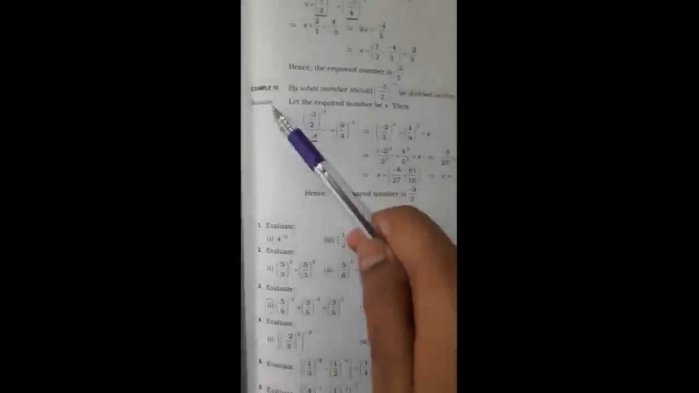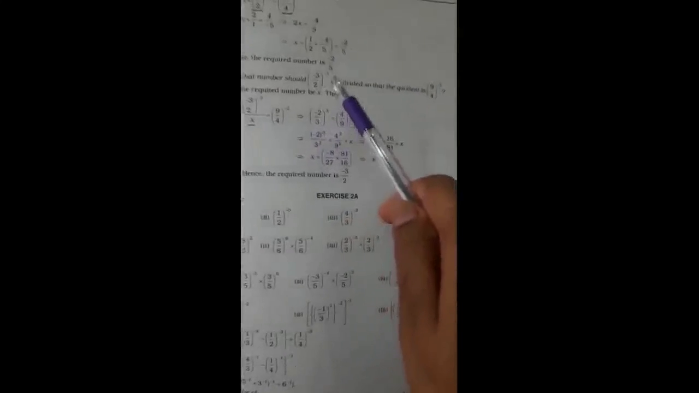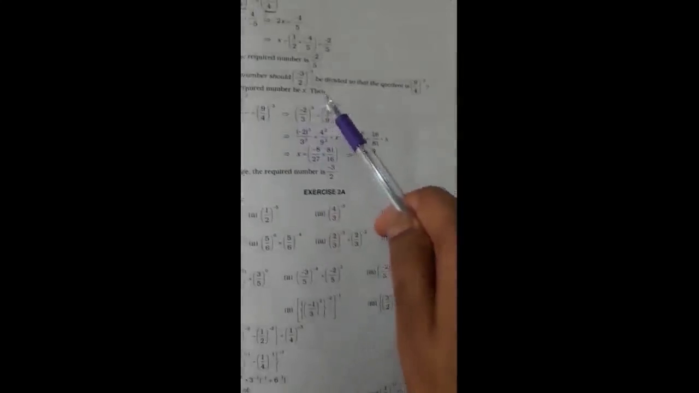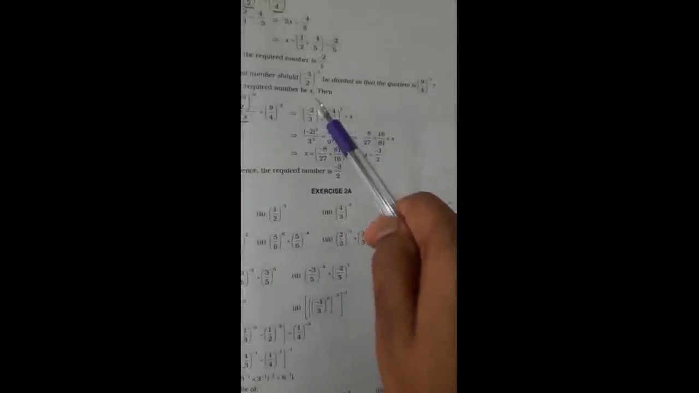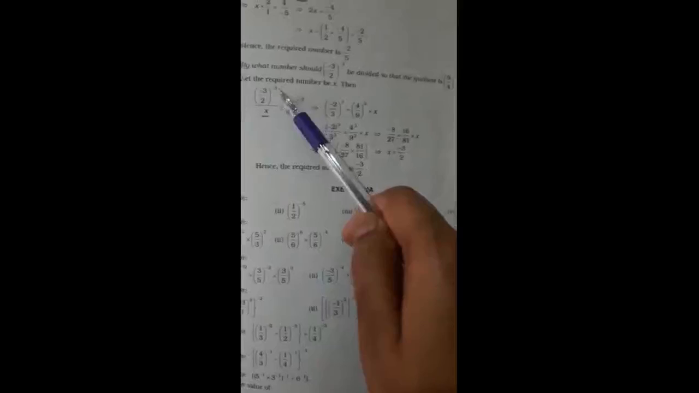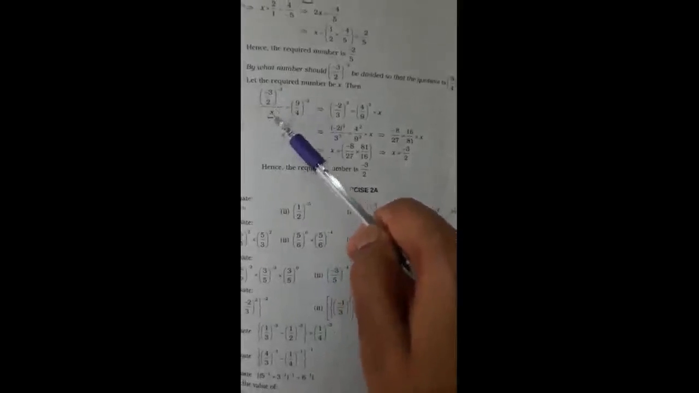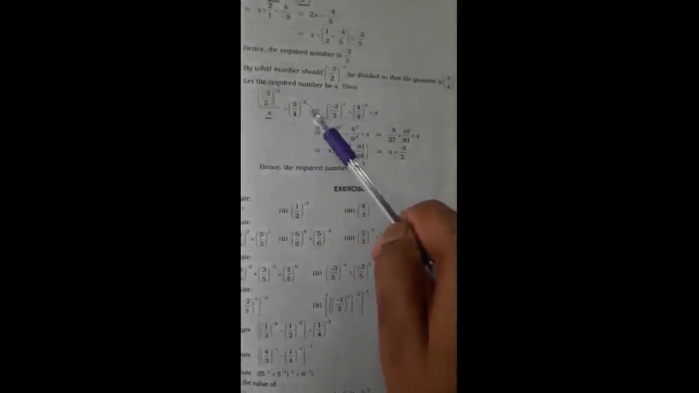So hence the required number is minus 2 upon 5. Now let us come to example number 10. By what number should minus 3 upon 2 raised to the power minus 3 be divided so that the quotient is 9 upon 4 raised to the power minus 2. Okay, so let the required number be x, or the number with which we divide is x. So we make the equation minus 3 upon 2 raised to the power minus 3 upon x, because we are dividing by x, is equal to 9 upon 4 raised to the power minus 2.